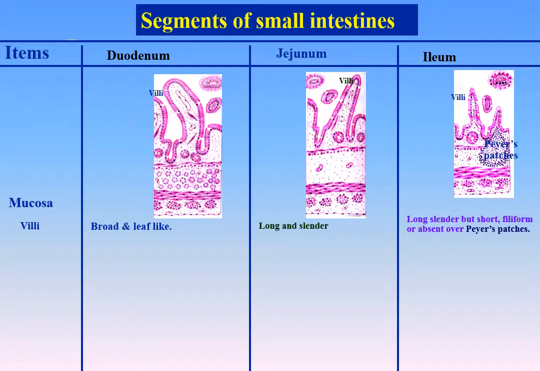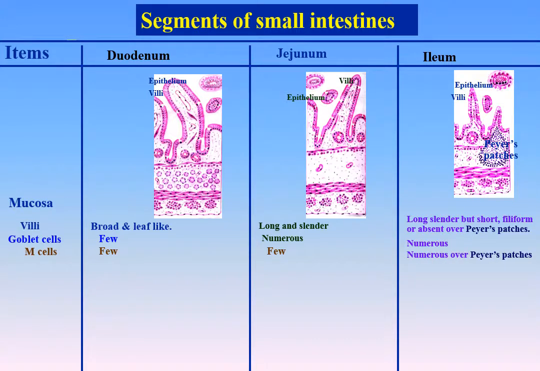Epithelium of the duodenum is characterized by few goblet cells and few M cells. Epithelium of the jejunum is characterized by numerous goblet cells and few M cells. On the other hand, the epithelium of the ileum is characterized by numerous goblet cells to lubricate the fecal material and numerous M cells over the Peyer's patches.